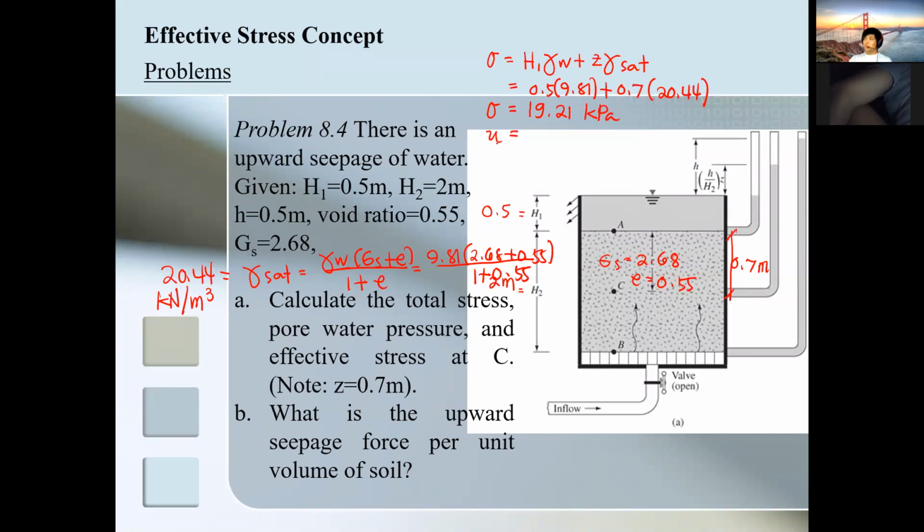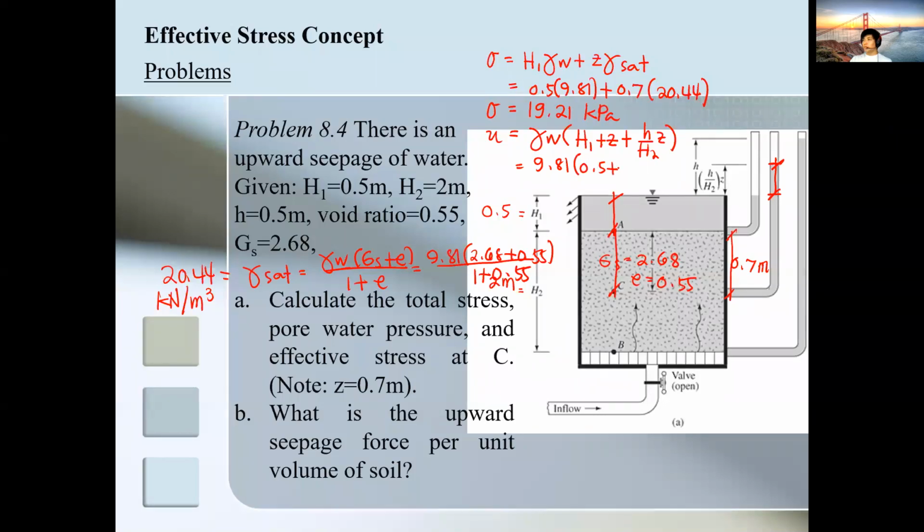Okay, so pore water pressure. Since this one is upward seepage, it is gamma water times the total height of the water going towards point C. So this one, plus the head added. That's H1 plus Z, then for the sake of shortcut, plus H over H2 times Z. So that's 9.81 times H1, 0.5, plus 0.7. And then H over H2. From the given data, H is 0.5, so 0.5 over 2 times 0.7.